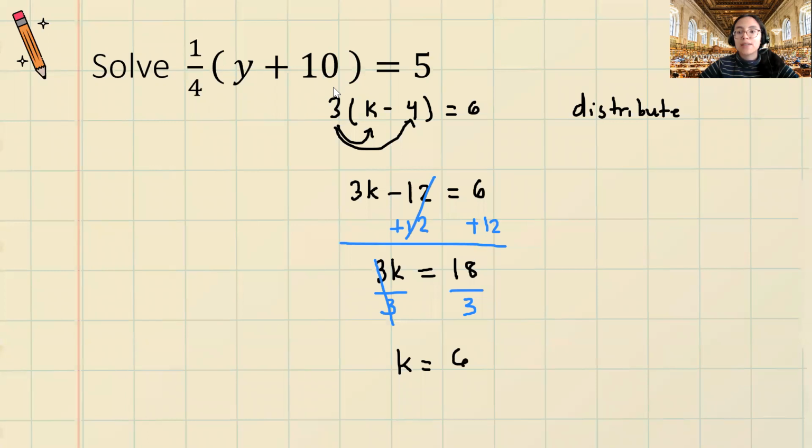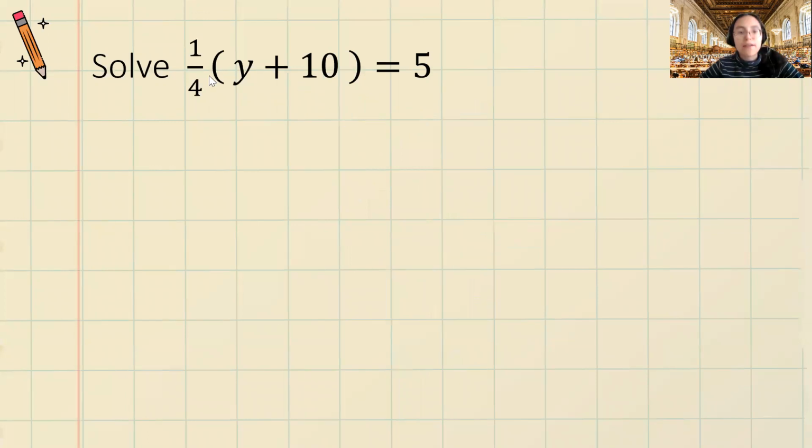And finally, I'm going to clear our drawings here. We have 1/4 times (y plus 10) is equal to 5. So again, what are we going to use here to begin with? In this example, I'm going to show you how we could not use the distributive property, because that's also another method that you could use.